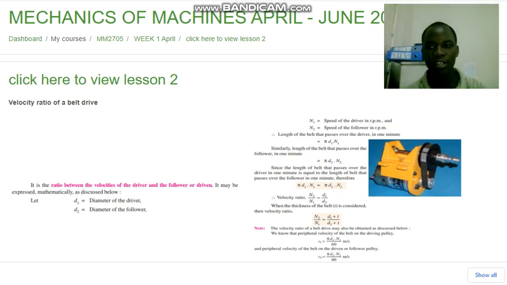We are discussing velocity ratio of a belt drive, and the velocity ratio is the ratio between velocities of the driver and the follower or driven. It may be expressed mathematically as discussed below. Let's assume that d1 is the diameter of the driver and d2 the diameter of the follower, n1 being the speed of the driver in revolution per minute and n2 being the speed of the follower in revolution per minute.